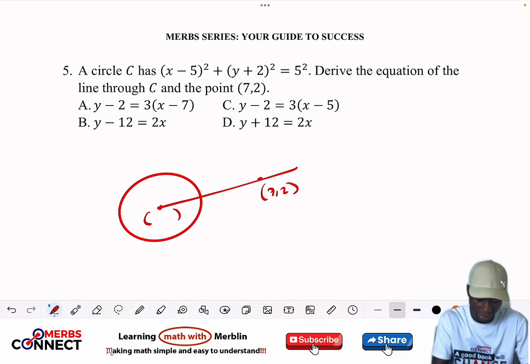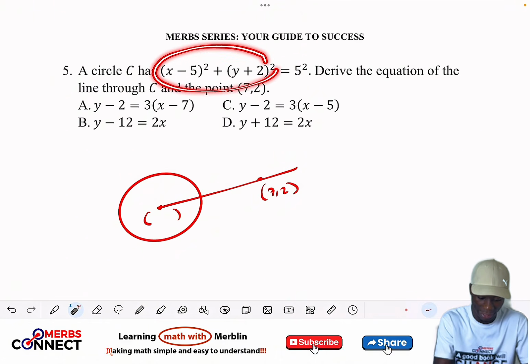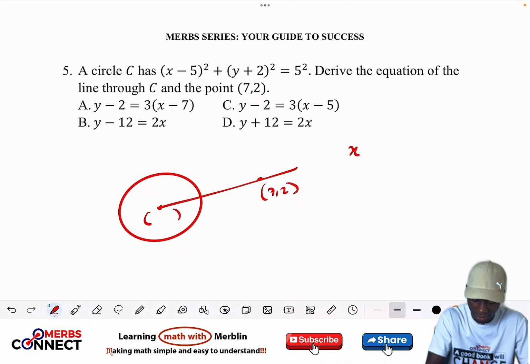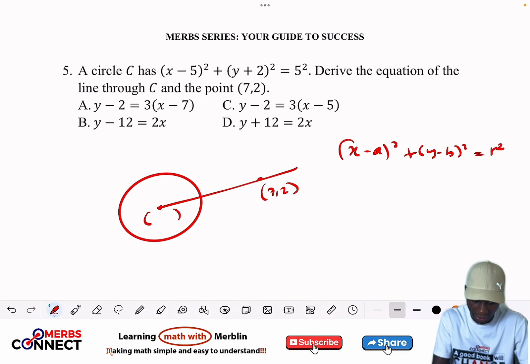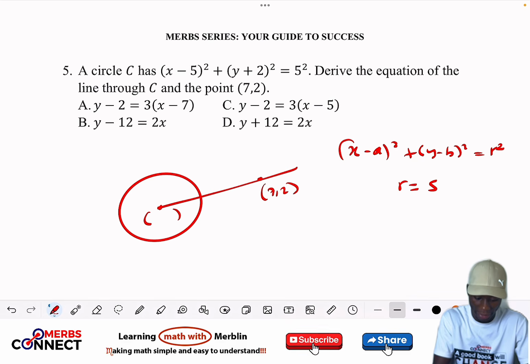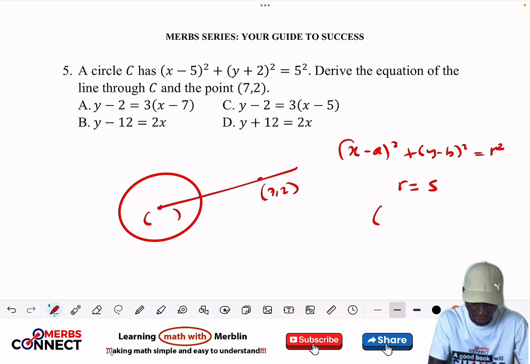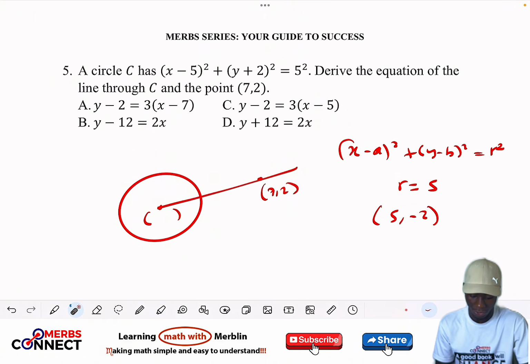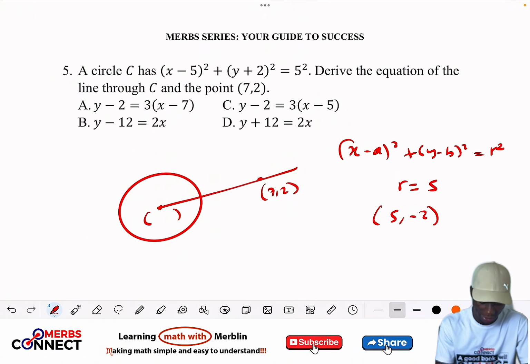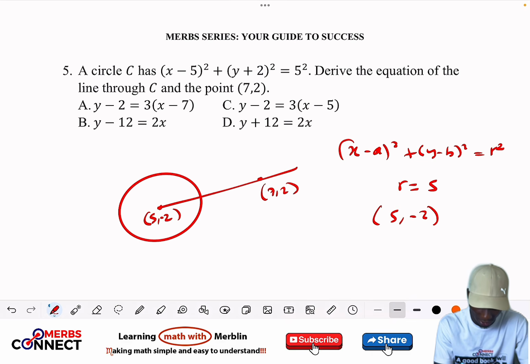So we need to get the center first, and we can get the center here. Now don't forget, the standard equation is (x minus a) squared plus (y minus b) squared is equal to r squared. So here it tells us that the radius is equal to 5, right? And then the center is going to be 5 and minus 2, because this is positive, this is minus, so it's going to give us minus 2. We don't need the radius, we just need the center, so we need 5 and minus 2.